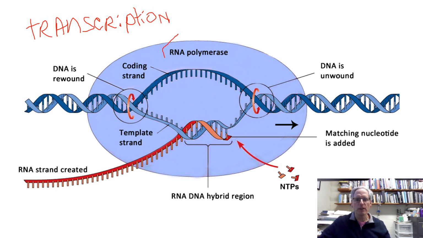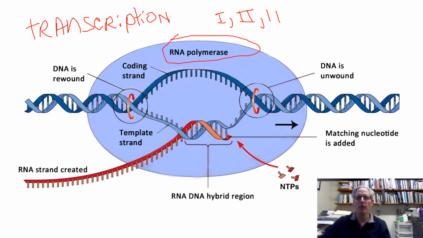The enzyme responsible for transcription is RNA polymerase. There are 3 RNA polymerases in eukaryotic cells. They're designated usually with Roman numerals: RNA polymerase 1, RNA polymerase 2 and RNA polymerase 3. RNA polymerase 1 makes ribosomal RNAs, so it transcribes all the ribosomal RNA genes. RNA polymerase 2 will make your messenger RNAs that code for proteins.